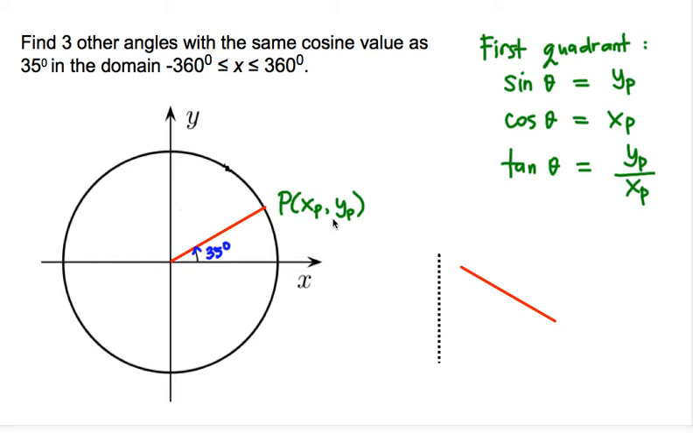In this question, we are looking for three other angles with the same cosine value as 35 degrees. So when I have my angle here and its terminal point with coordinates xp, yp, and I know that the cosine of this angle is equal to its x coordinate, xp in this case. Now remember that of course this terminal point P is not the only point with x coordinate xp.